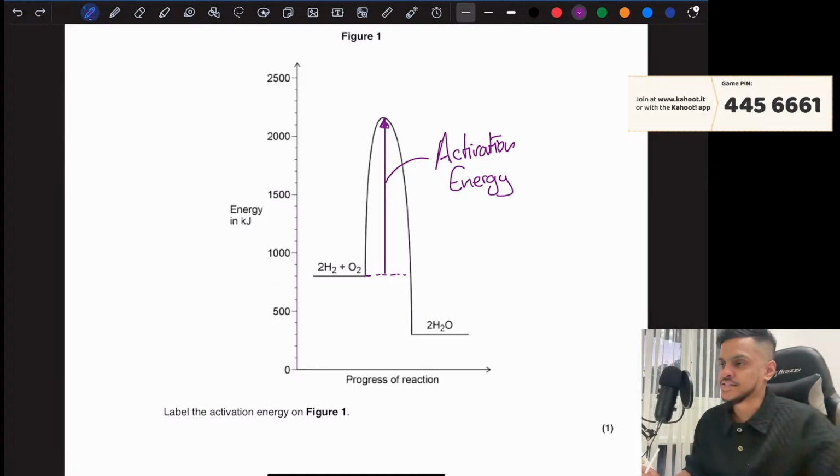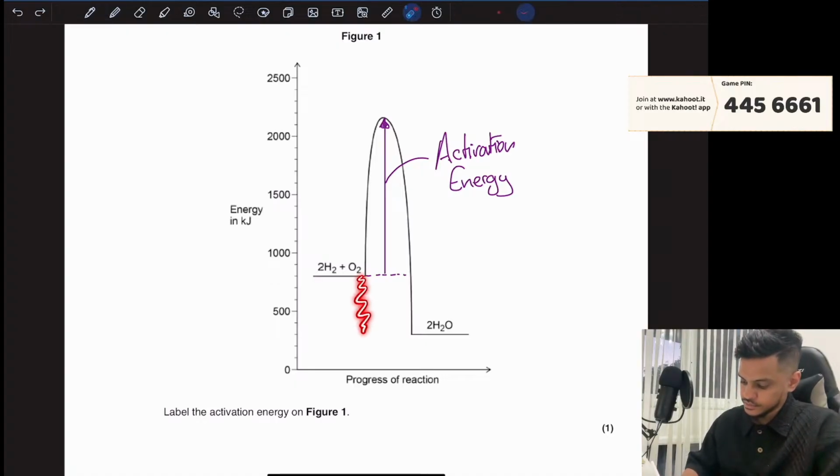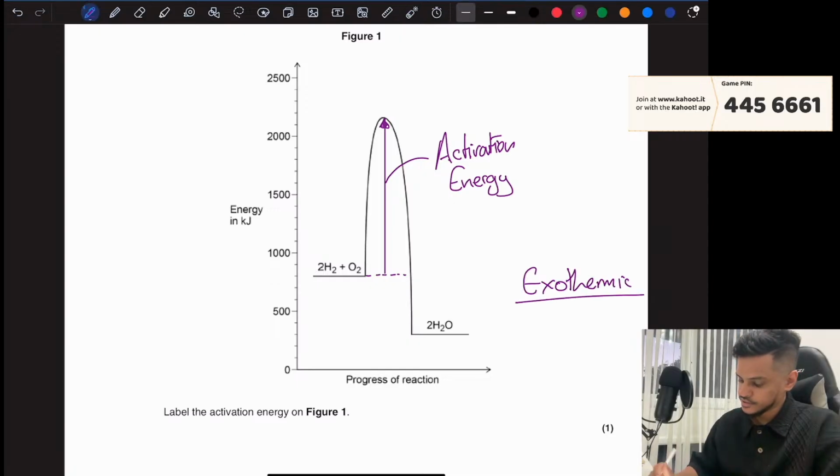It's exo. Yes, it's exo. Okay, so if it goes from a high level to a low level, a high energy to a low energy, it means energy is given off. All of this energy in the middle, the energy change, that's the energy that's given off to the surroundings. This is an exothermic reaction. Just an extra piece of information for you guys. Exothermic reaction.